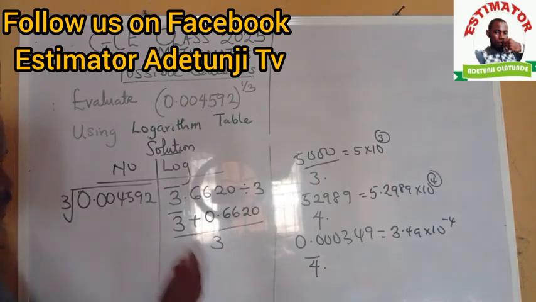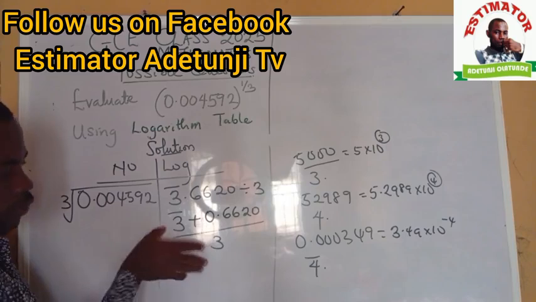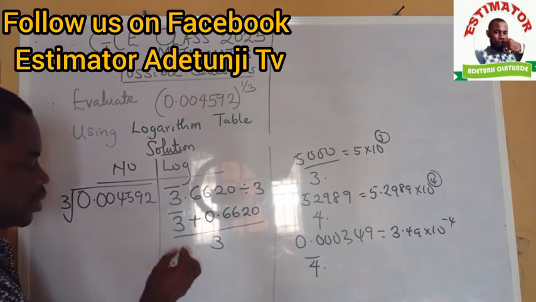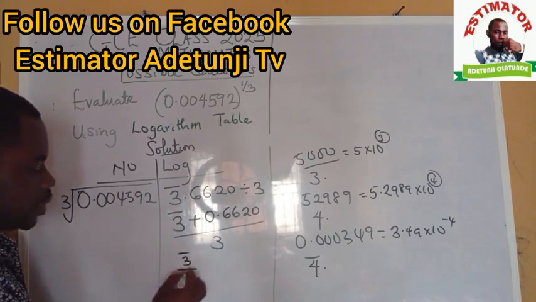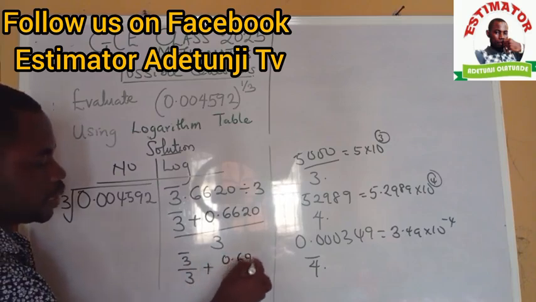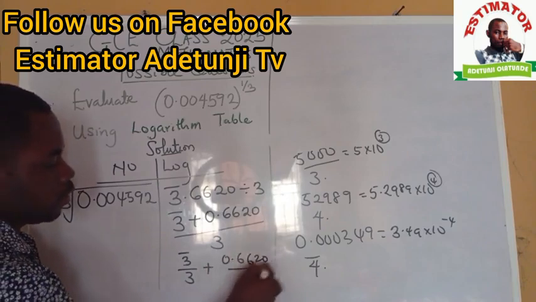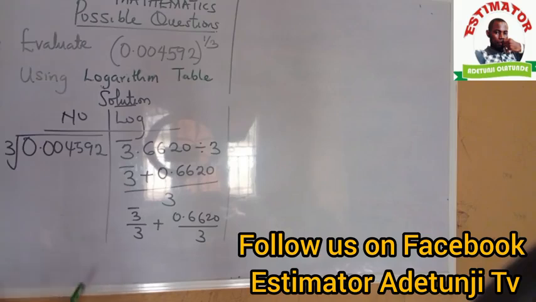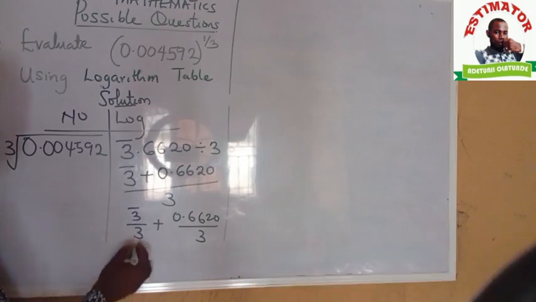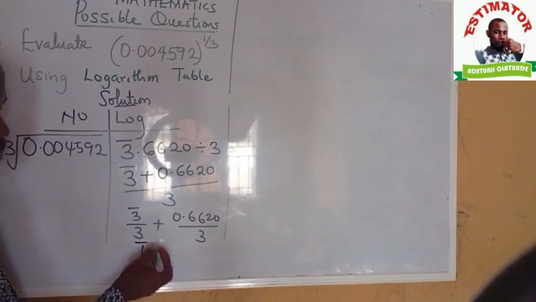Now look up. So look at this table now. Luckily for us, we have 3 here, we have 3 here. This one is very simple. That is, the meaning is that bar 3 divided by 3 plus 0.6620 divided by 3. Alright, now here we are here. I will divide this thing. Bar 3 divided by 3 will give me bar 1 plus.